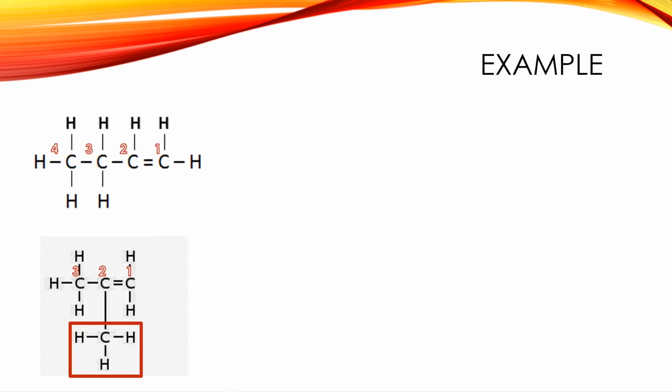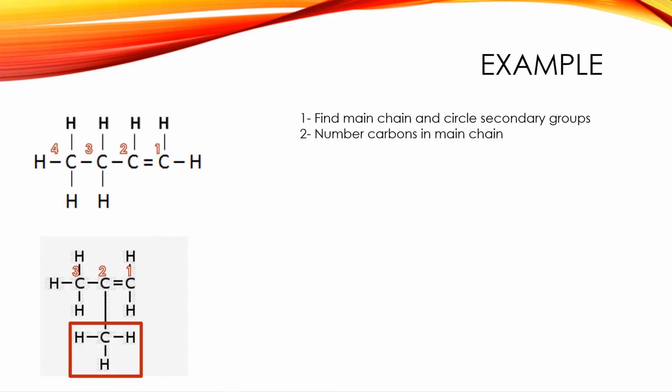So we've got 2 examples here, so we're going to go through the examples. Now, this first one is fairly simple. It follows the exact same way that we did the last thing. So first thing, find the main chain, circle secondary groups. No secondary groups, main chain has 4 carbons, fairly easy. We number the carbons. In this case, we're trying to get the double bond to be at the lowest number possible. So we're going to start from the right hand side and make our way across. So 1, 2, 3, 4.